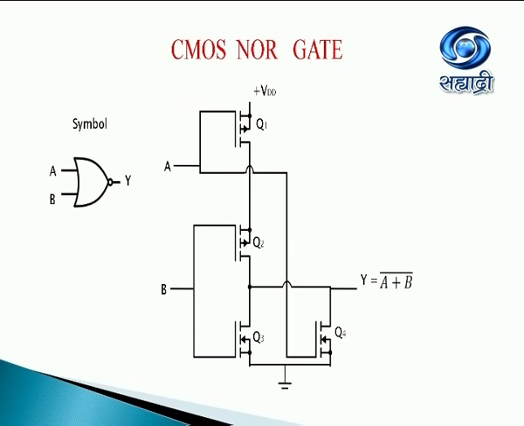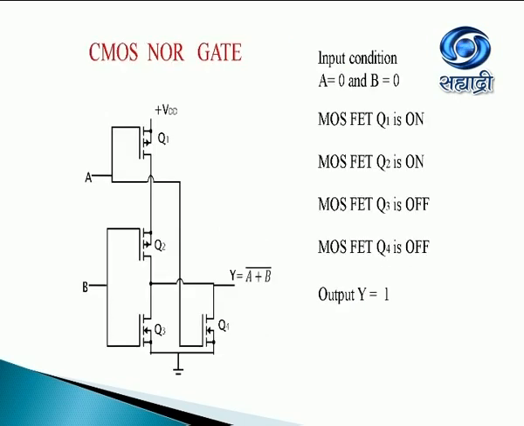CMOS NOR gate. In this case also we are using 4 FETs and A and B inputs are connected as shown. On left side, symbol for NOR gate is shown. Input condition A is equal to 0 and B is equal to 0. MOSFET Q1 is on, MOSFET Q2 is on, MOSFET Q3 is off, MOSFET Q4 is off, and so Y is equal to 1.